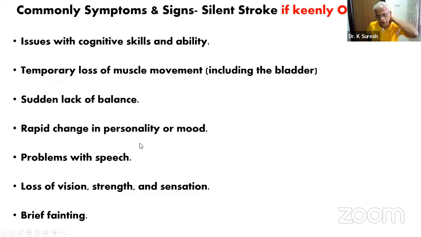Then there is a rapid change in personality or mood. The person either suddenly becomes depressed or suddenly becomes violent, which he or she would not have been known to do. There may be problems in speech. Sometimes there could be loss of vision and sensation. As I told you, in the case of Chidambar, he had all these problems. Muscle weakness was there, sensations were lost, knee jerk was not there, and brief fainting may be the only thing, which makes us not even recollect that we had such an episode.